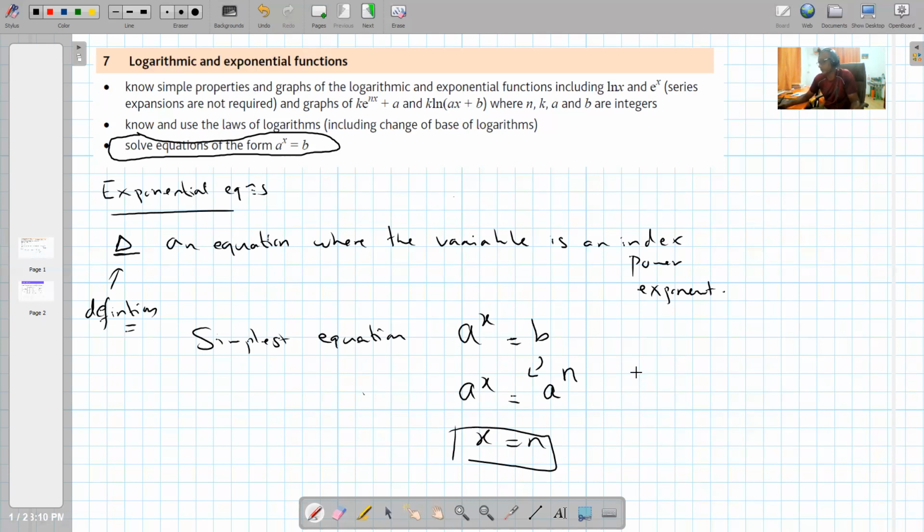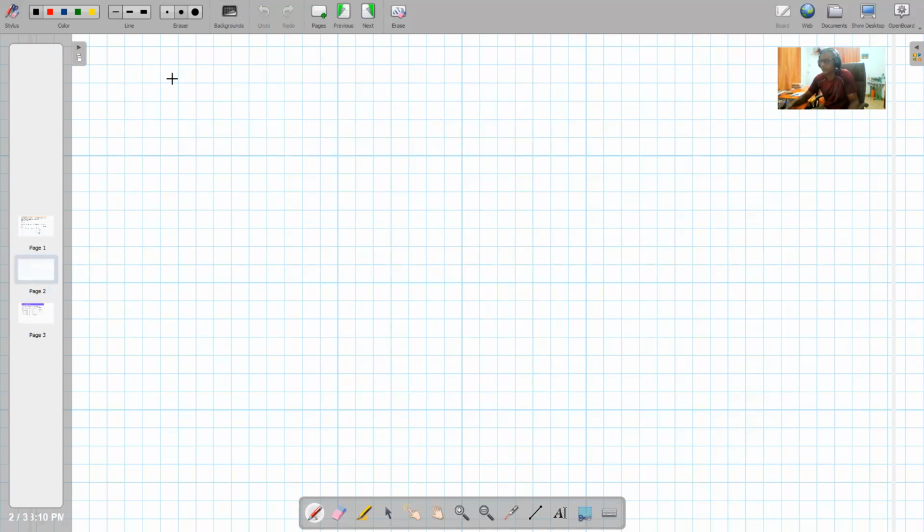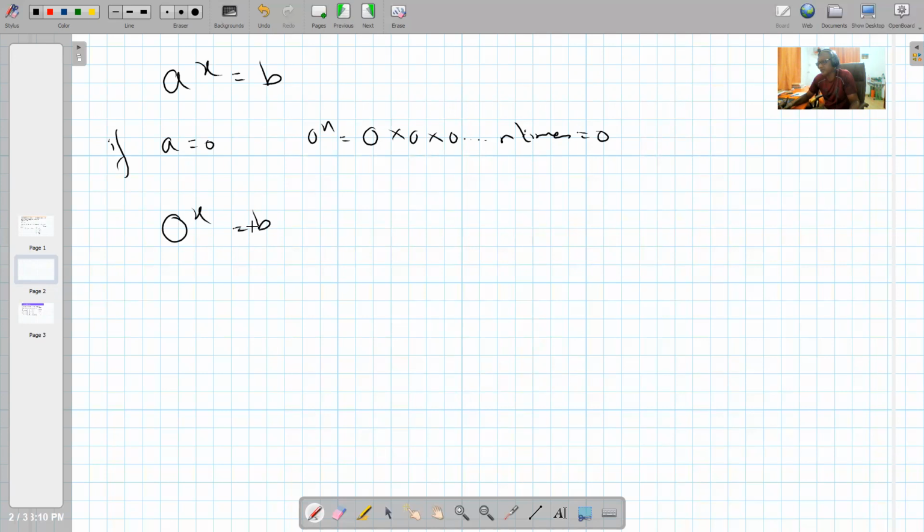Bien sûr, il y a une limitation, non? Nous avons une limitation d'abord. a to the power of x is equal to b. If a est égal à 0, qu'arrive-t-il? Bon, nous connaissons que 0 fois 0 fois 0, 0 to the power of n, n times, est égal à 0. Et si 0 to the power of x is equal to b, b can only equal to 0.